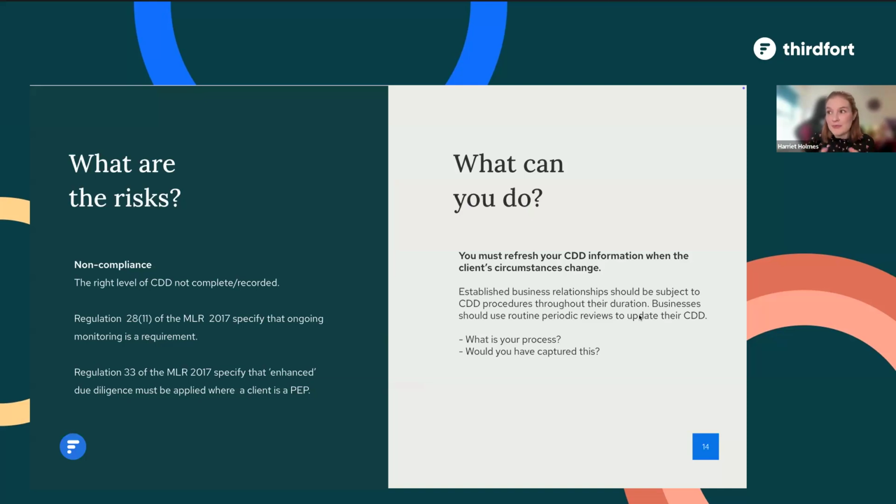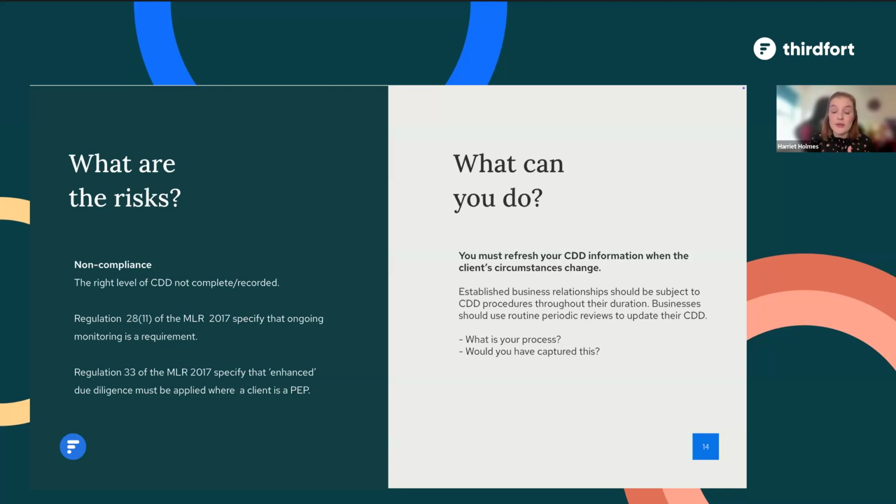This brings with it a number of risks. The biggest risk here is that non-compliance will be found. The right level of CDD is not conducted on the file, as a result of there being no ongoing monitoring undertaken. And that's specified in Regulation 28, the requirements around ongoing monitoring. And Regulation 33 sets out what's required when enhanced due diligence is needed on the file. So if this person was to become a PEP, you would need to think about what Regulation 33 means for you.